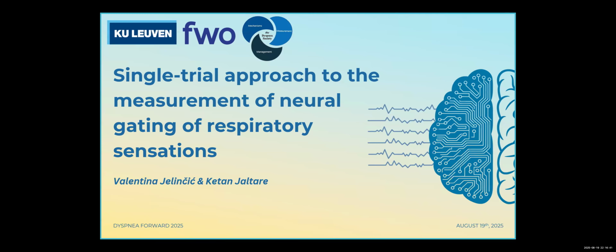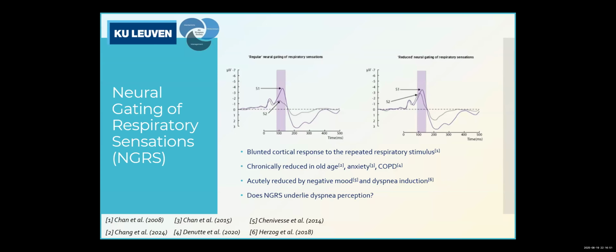So today I will be presenting a project that is building on my PhD work, some of which I already presented at last year's meeting in Montreal. So let me start by introducing this key concept, neural gating of respiratory sensation. When you administer a respiratory stimulus, say a brief occlusion twice in a short amount of time, and then you measure the cortical response in the EEG to both stimuli, S1 and S2, you will usually find that the response to the second stimulus is blunted or gated out.